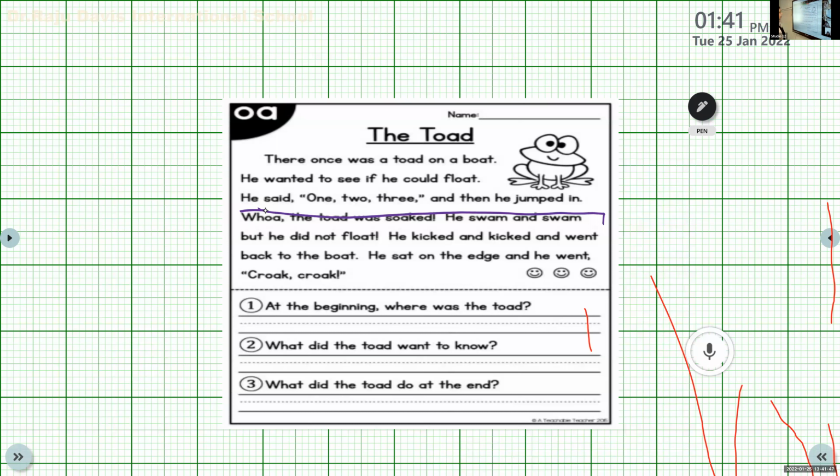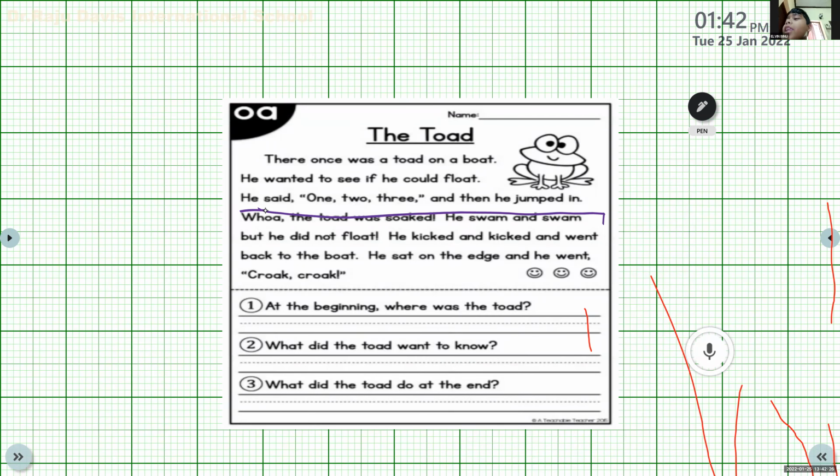There once was a toad on a boat. He wanted to see if he could float. He said one, two, three. And then he jumped in. Again, I'm reading the toad. There once was a toad on a boat. He wanted to see if he could float. He said one, two, three. And then he jumped in.